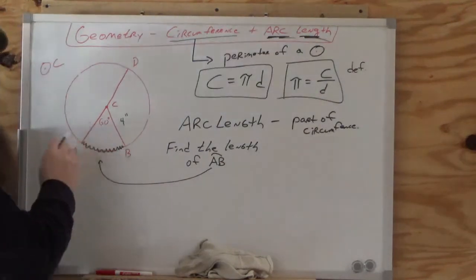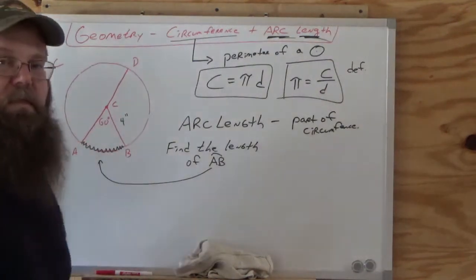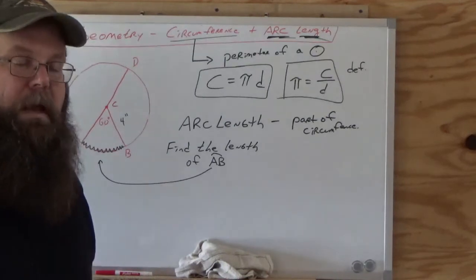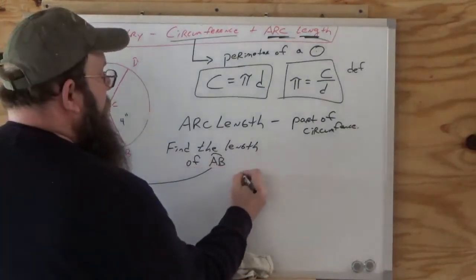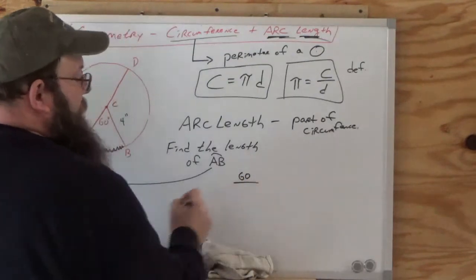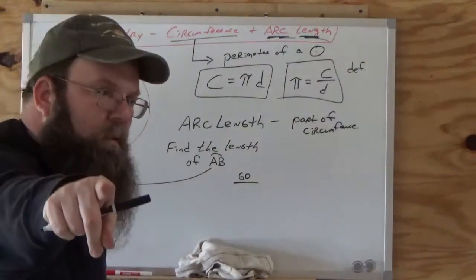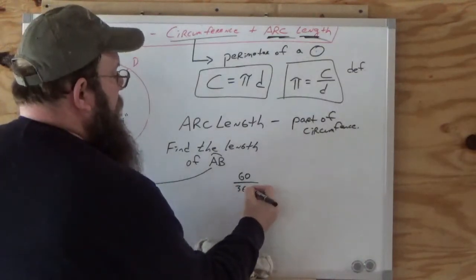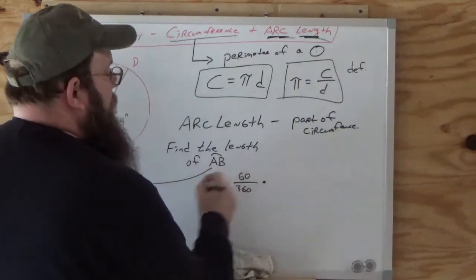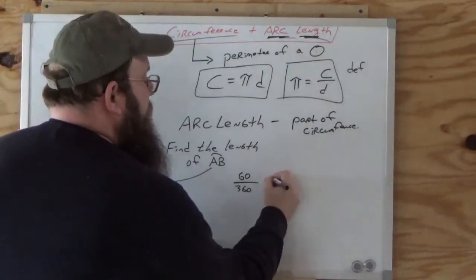Well, here's what we got to do. I gave you this 60 degrees for a reason. It's not there just to look pretty. It's there because we need it. 60 degrees out of. How many degrees are in a full circle? 360. Very good. Times the circumference.